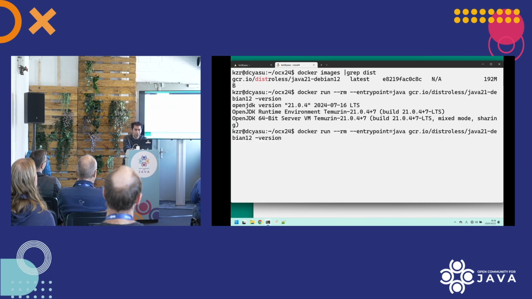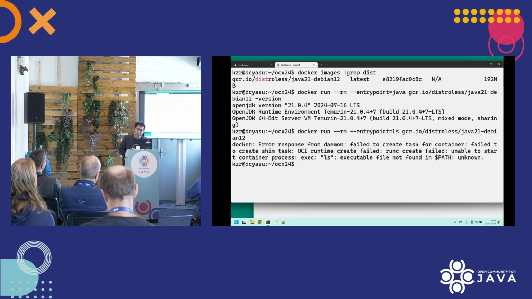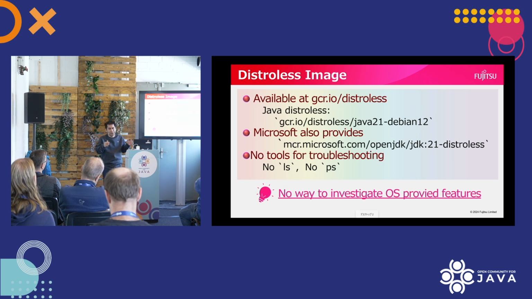But if you want to run the ls command with the distroless image, I specify ls at the entry point. So it complains that the ls command cannot be found in the distroless image. Okay. So this is distroless. So when trouble happens in the distroless image, you cannot investigate any trouble. Okay. This is a problem.